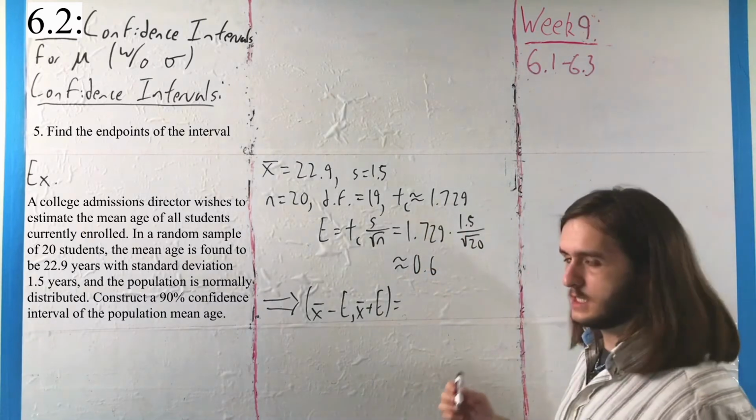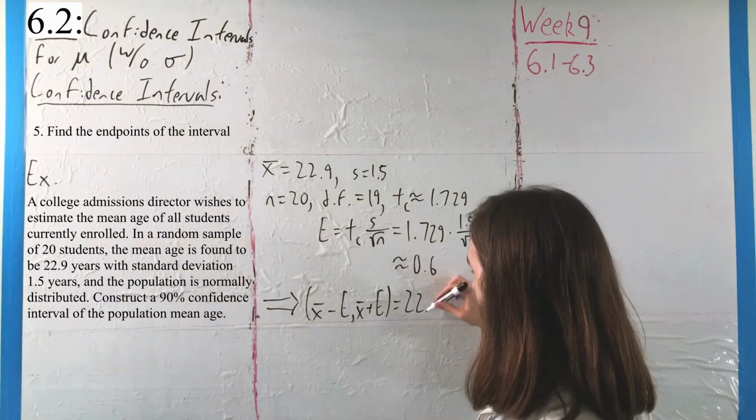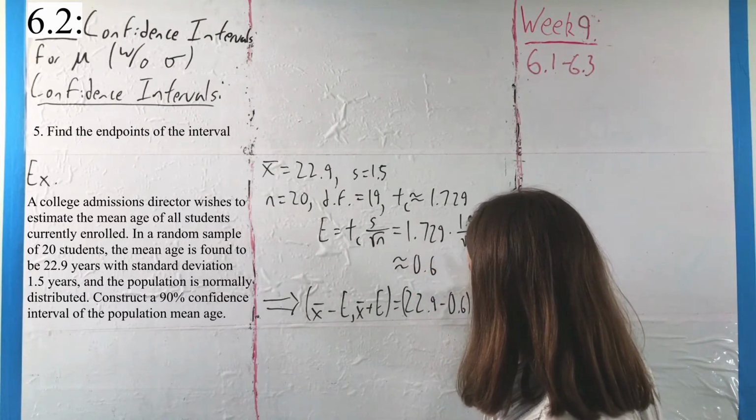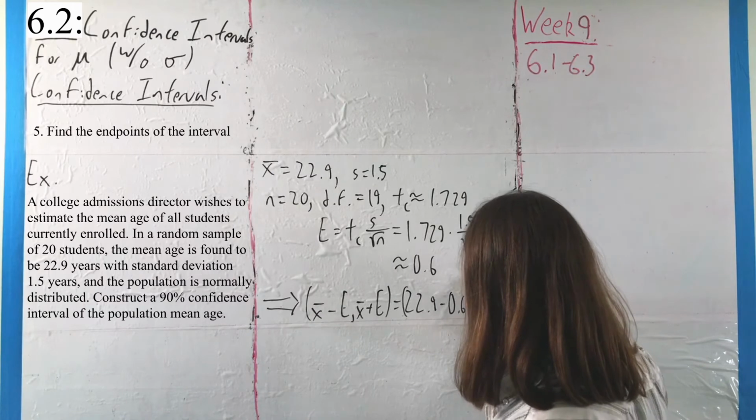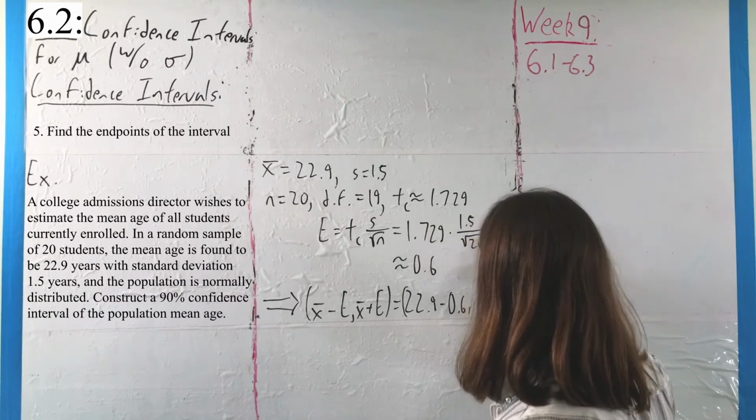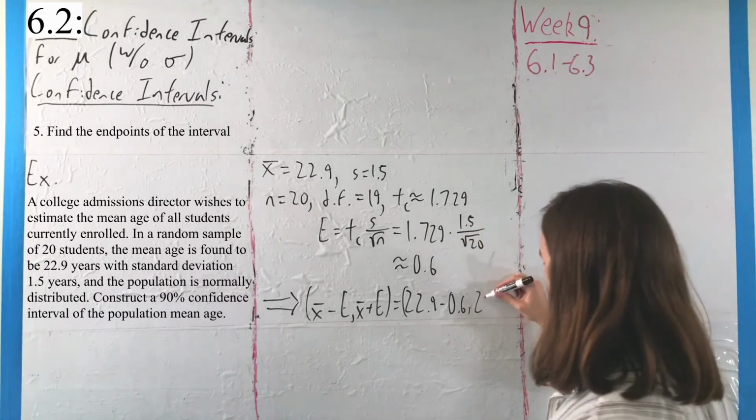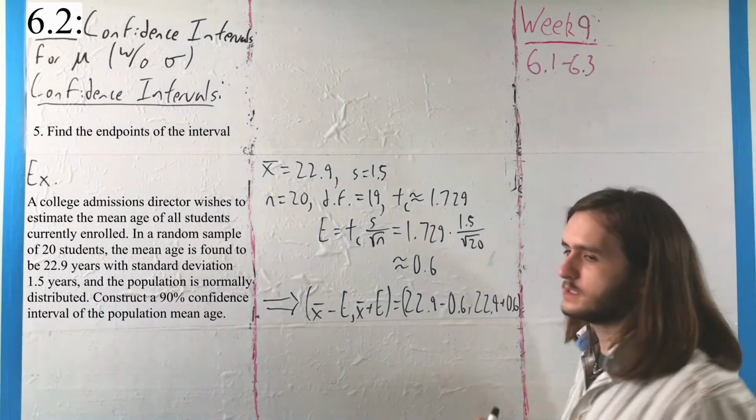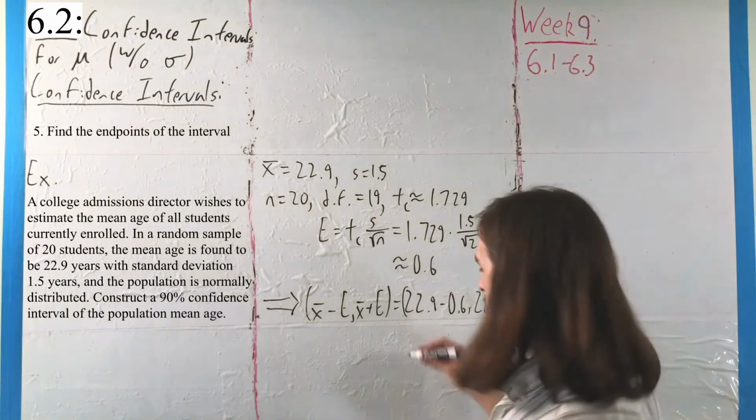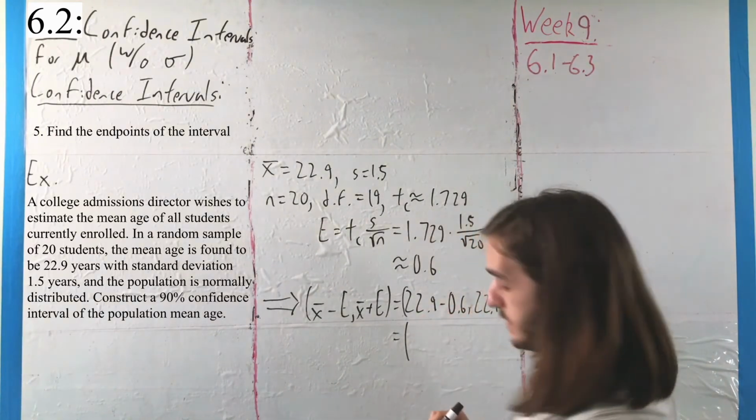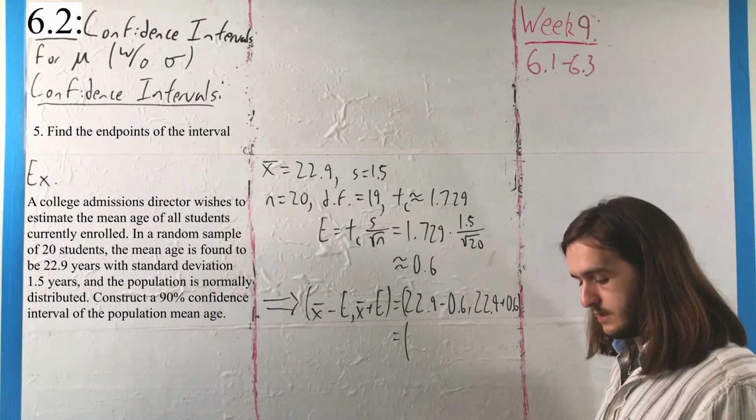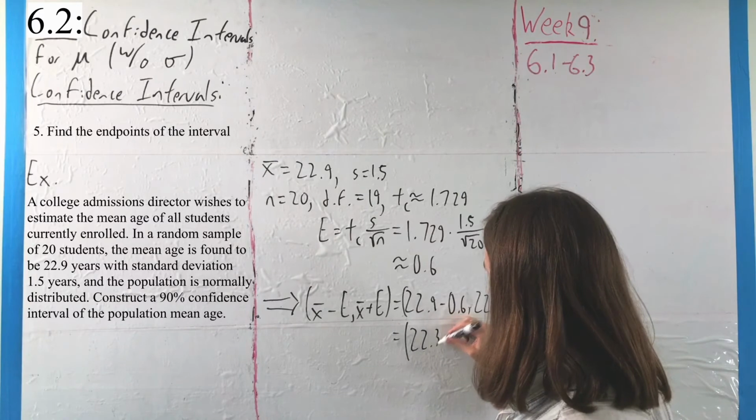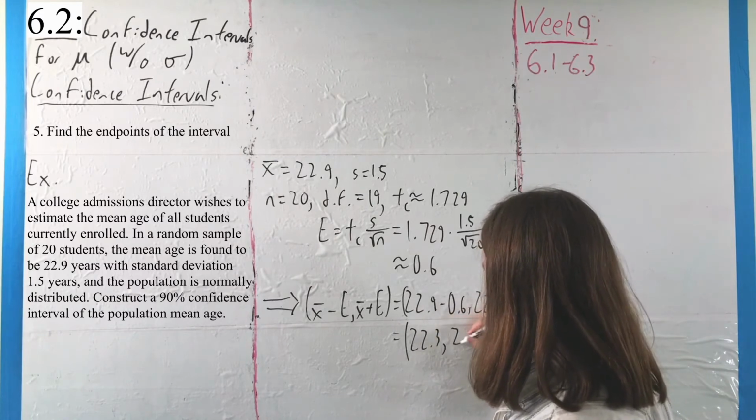where here that takes the form 22.9 minus 0.6. Let's be careful with that. We're not stopping there. Up to 22.9 plus 0.6. And push those in, pull them out. We get that our 90% confidence interval in this case is 22.3 to 23.5, approximately.